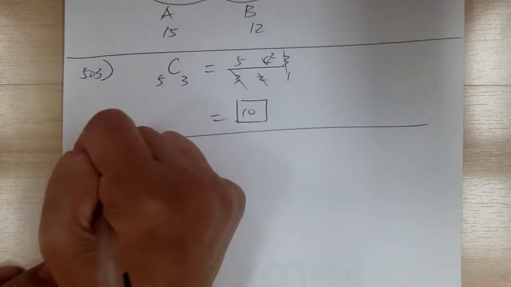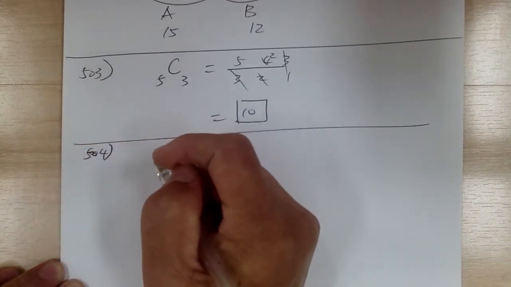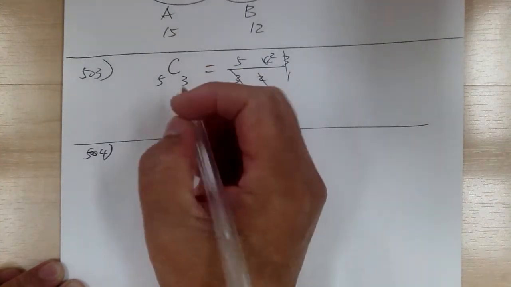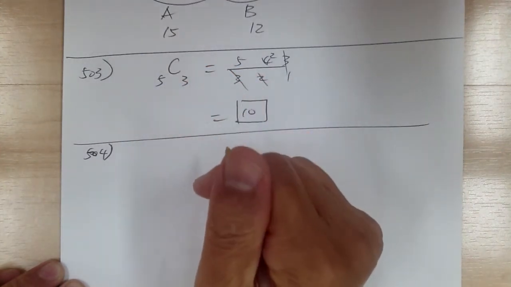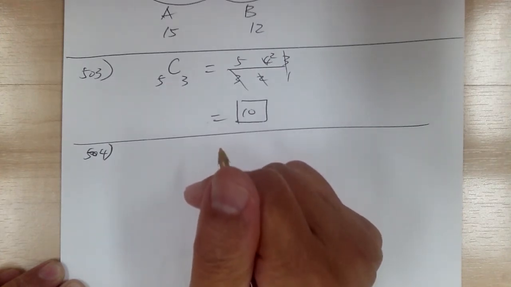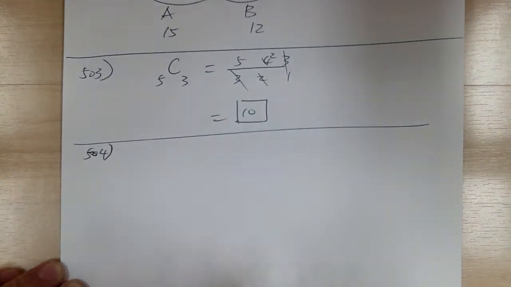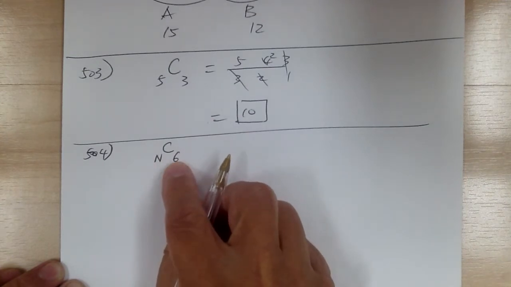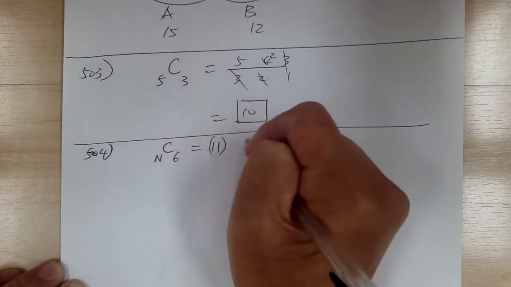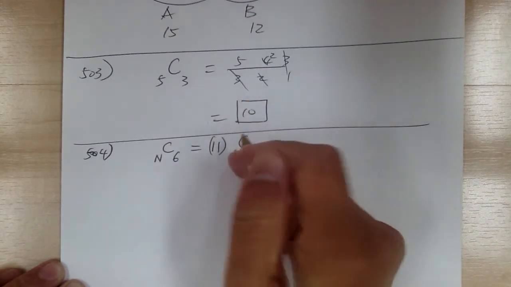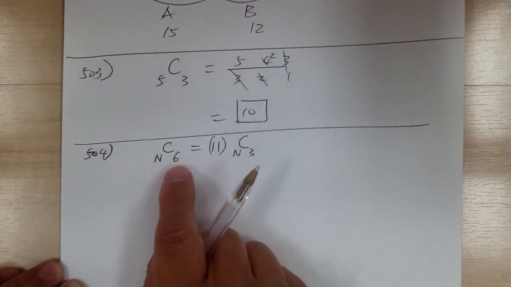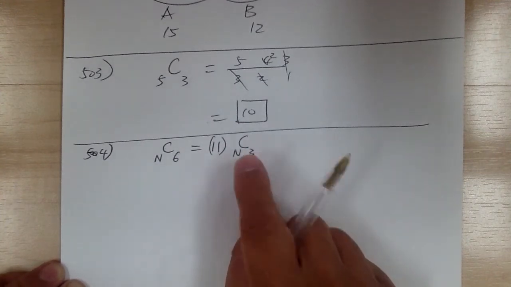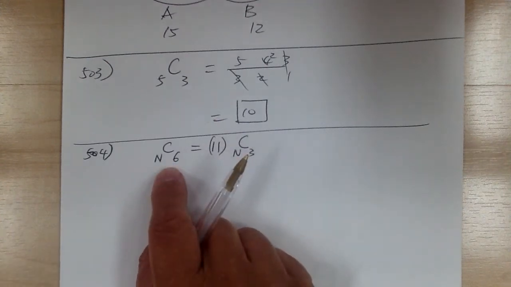Okay, let's go to 504. It says A is a set with n elements. For what value of n are there 11 times as many different subsets of A of size 6 as there are subsets of A of size 3? So for subsets of size 6, you have n elements and you want to choose 6. So this will give you the total number of subsets with 6 elements, and this will equal 11 times as many subsets as when you have 3 elements in a subset. So that's what you have. Now to solve for n, you need to write out your definition.